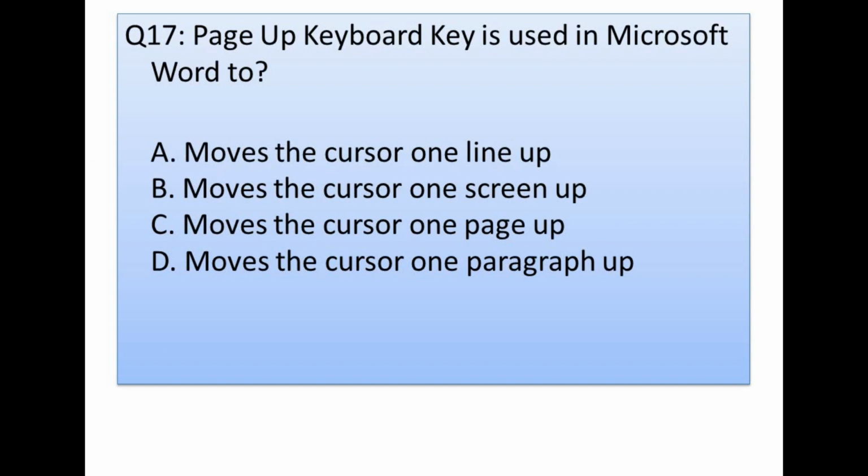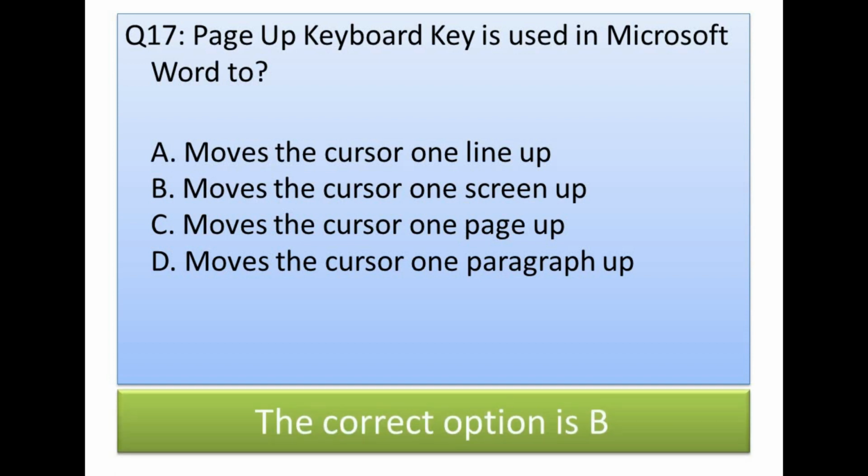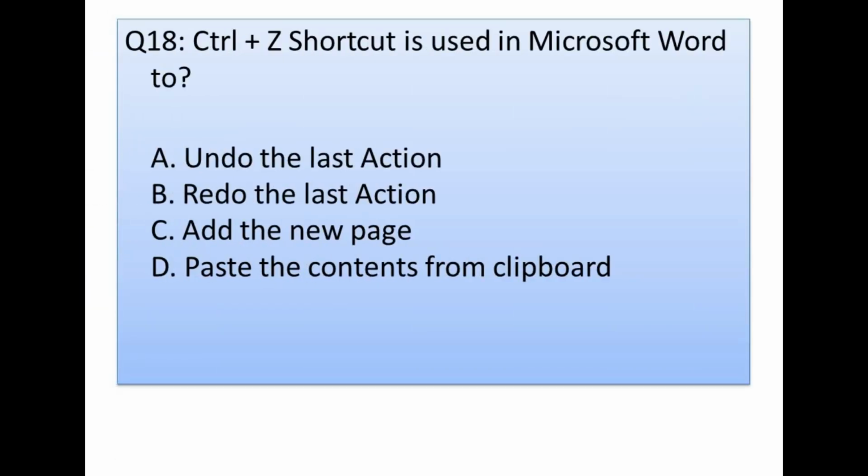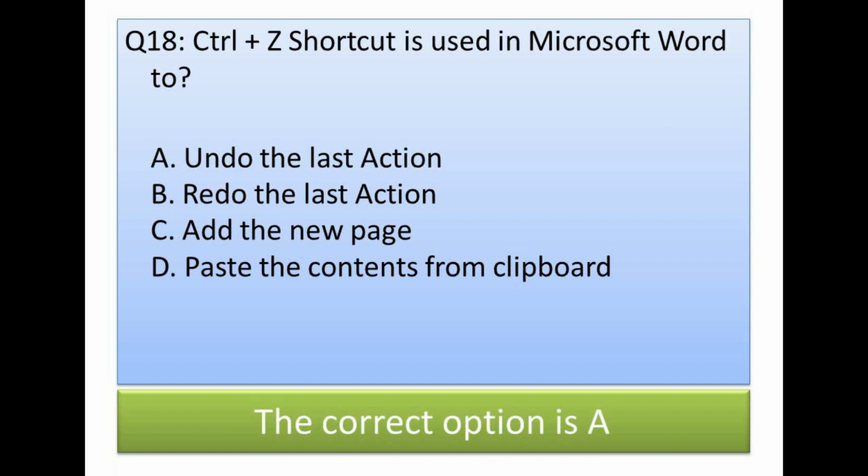Page up keyboard key is used in Microsoft Word to move the cursor one line up, move the cursor one screen up, move the cursor one page up, move the cursor one paragraph up. So the correct option is B. Ctrl+Z shortcut key is used in Microsoft Word to undo the last action, redo the last action, edit the new page, paste the content from clipboard. So the correct option is A.